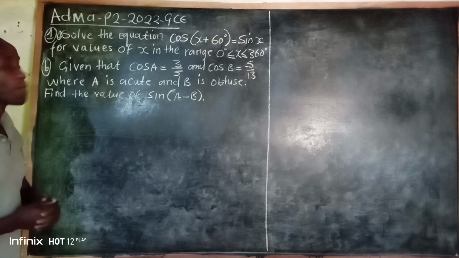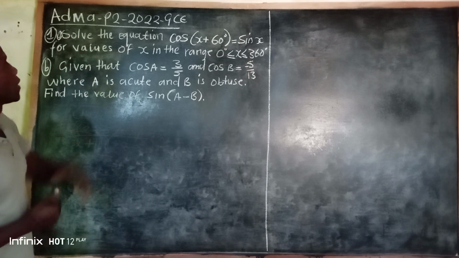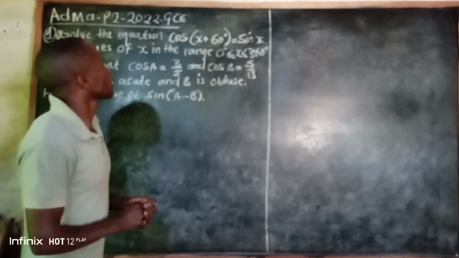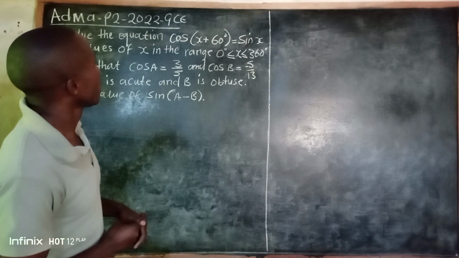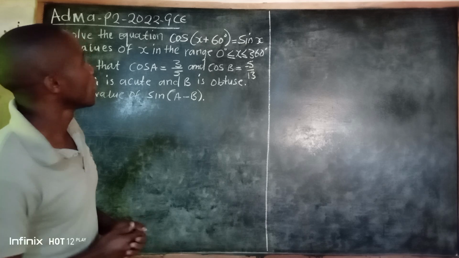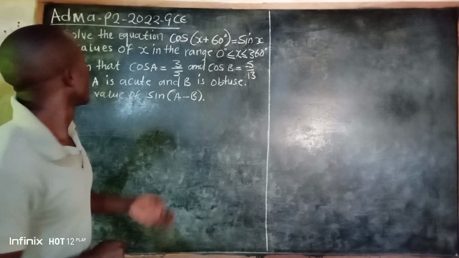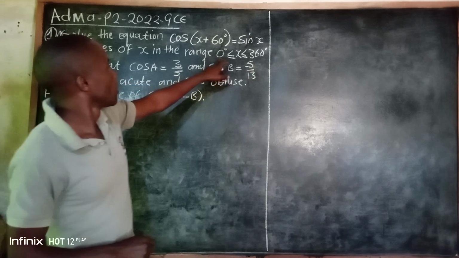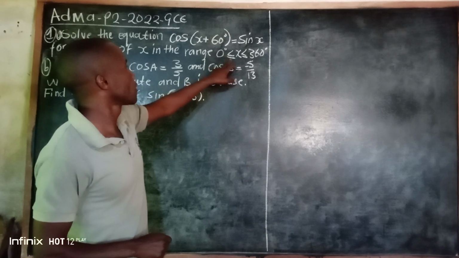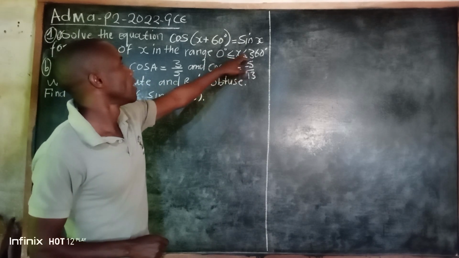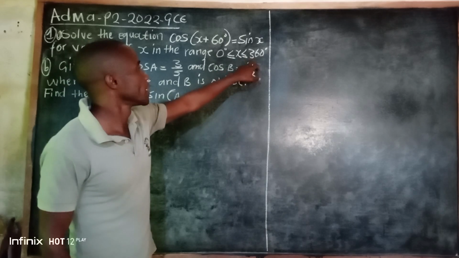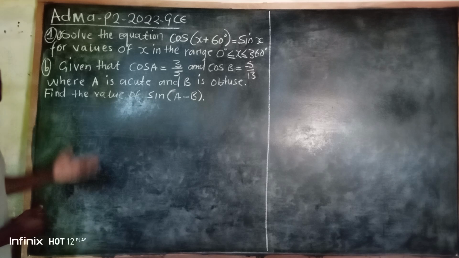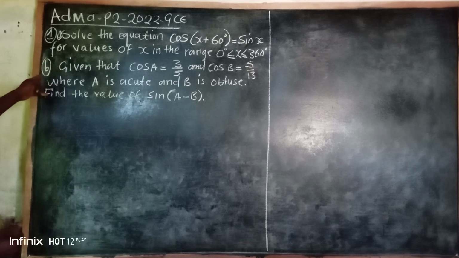Question number 1A: solve the equation cos(x + 60 degrees) equals sine x, for the values of x in the range 0 degrees less than or equal to x less than or equal to 360 degrees. Okay, that is question number 1. Then we go to question 1B.